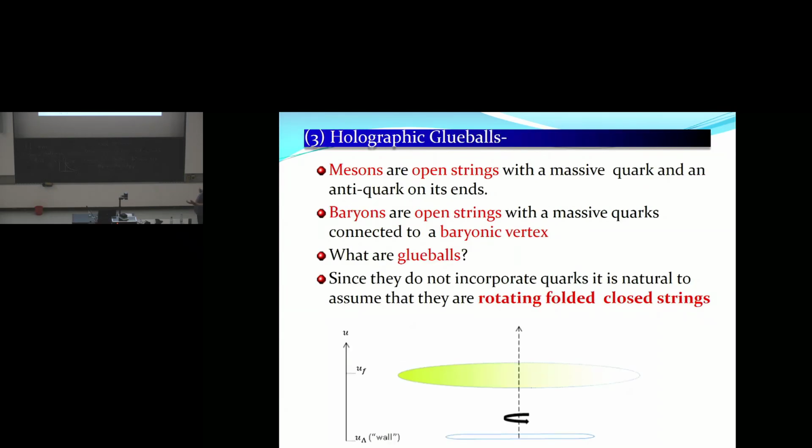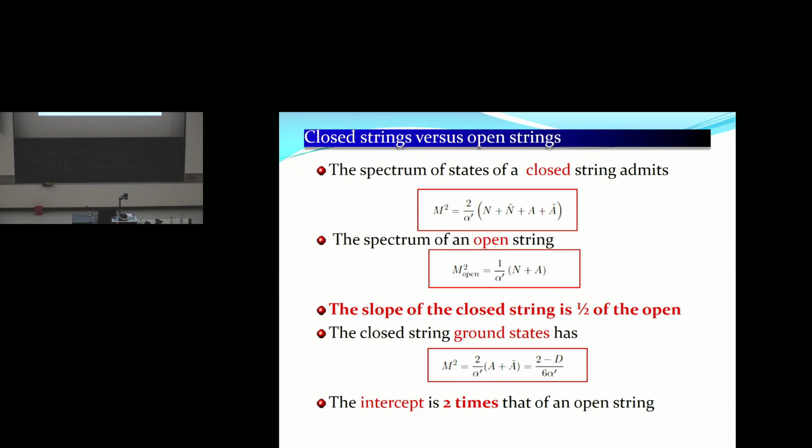Now, what about glueballs? There we don't have quarks, so it's very natural to think about them as a rotating closed string. These are folded closed strings. A folded string has a tension which is twice the tension of a single open string, and therefore its alpha prime will be half.